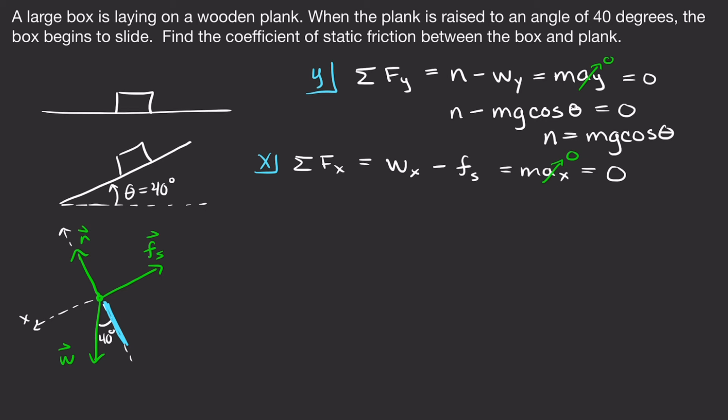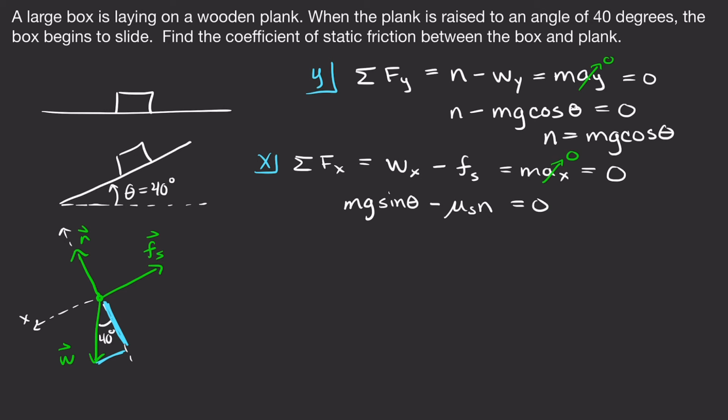And so again, I'm going to plug in mg for the weight. And since the y component was cosine, we know the x component will be sine. It's also given by the opposite side of this right triangle. Okay. And minus mu s times n for our static friction force.